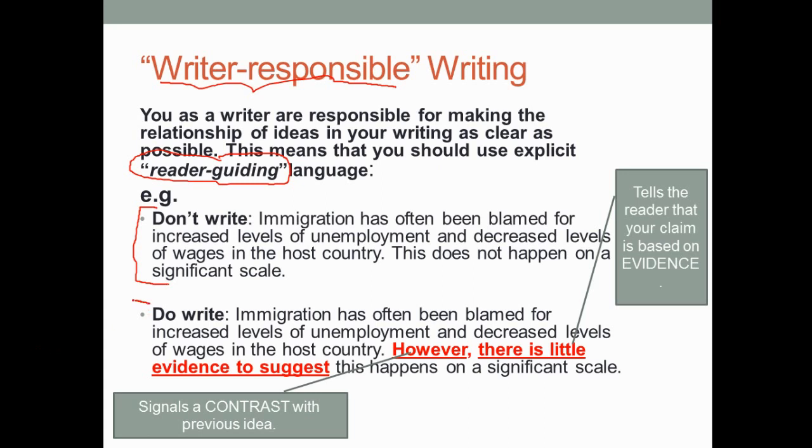And if we look down at this much better version, you can see that I've highlighted the good reader guiding language. Immigration has often been blamed for increased levels of unemployment and decreased levels of wages in the host country. However, as soon as the reader sees this, he knows that a contrasting idea is coming up. It signals a contrast with the previous idea. There is little evidence to suggest this happens on a significant scale.